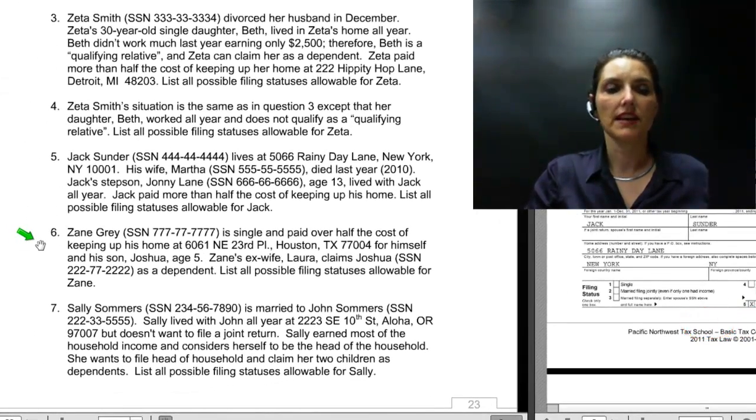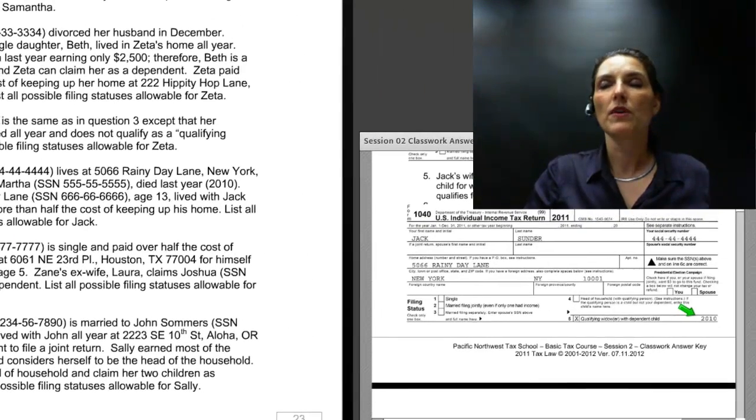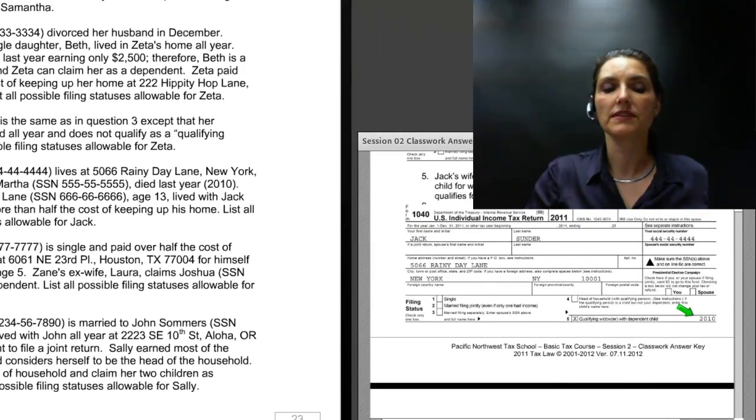Question number 6. Zane Gray is single and paid over half the cost of keeping up his home in Houston, Texas, for himself and his son Joshua, who is age 5. Zane's ex-wife Laura claims Joshua as a dependent. List all possible filing statuses allowable for Zane. Well, what are the possible statuses available to Zane? Zane could qualify for head of household or for single.